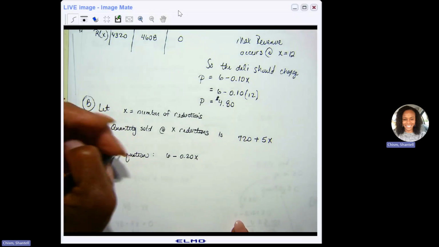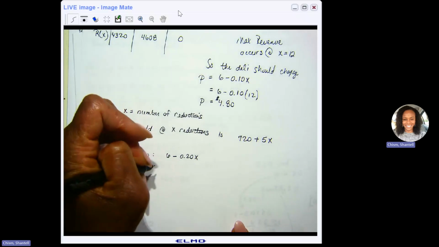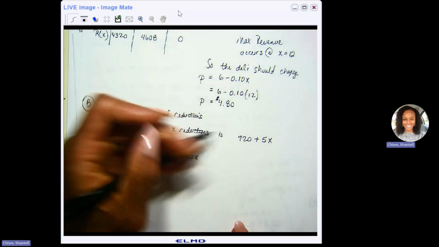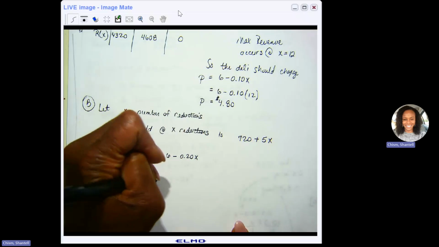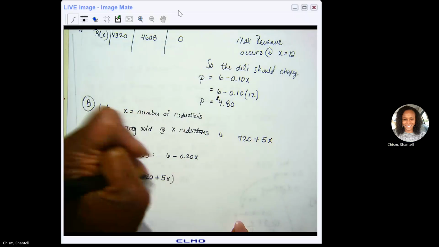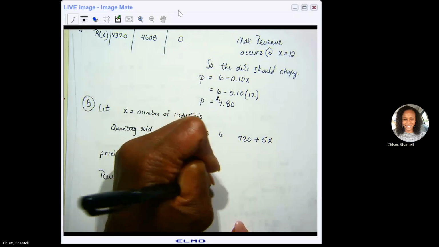So our revenue function is going to be the price times the quantity, or the quantity times the price, whichever way you want to look at it. 720 plus 5X times 6 minus 0.20X.